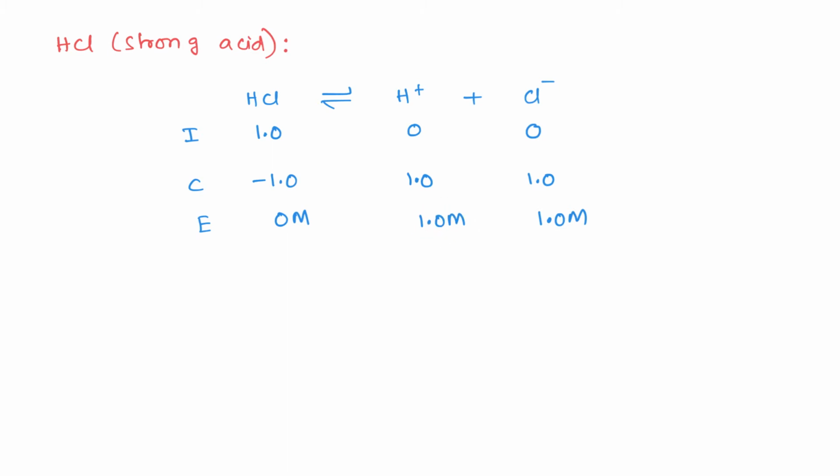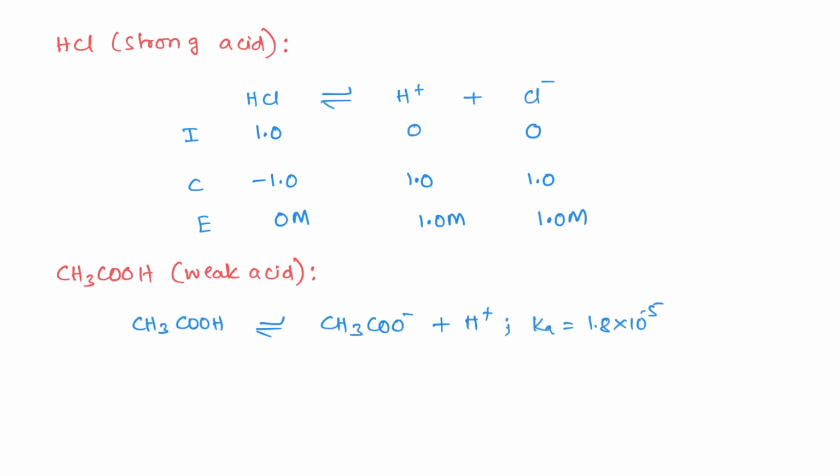Let us now calculate the concentration of H plus ions produced by acetic acid, which is a weak acid. Acetic acid dissociates to give acetate ion and H plus ion. Let us set up an ICE chart. Before any of the acetic acid dissociates, we have 1.0 molar acetic acid in the solution and 0 molar acetate ion. And we have 1.0 molar H plus ions produced from hydrochloric acid.